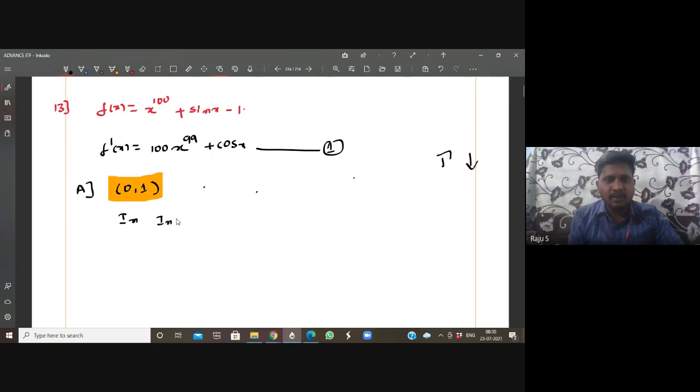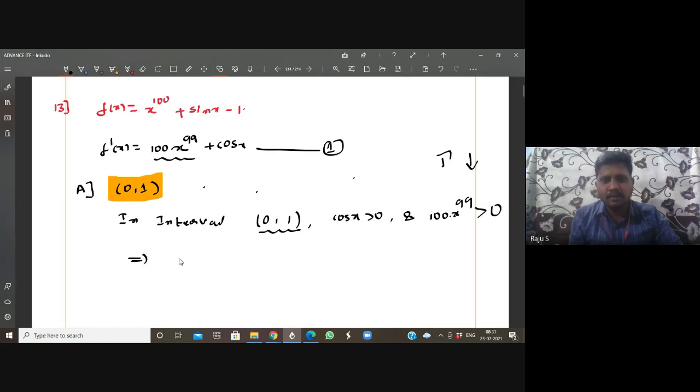See, in the interval 0, 1, first you have to check individually. What about cos x? Cos 0, cos 1, it is greater than 0. And what about 100 into x to the power of 99? Is it greater than 0 in this interval? Yes, this is also greater than 0.